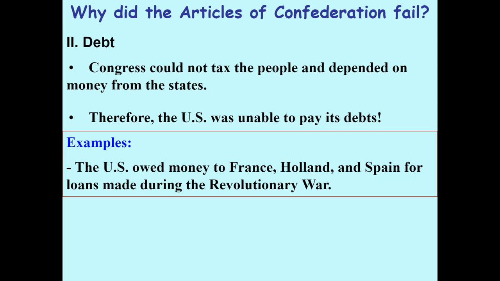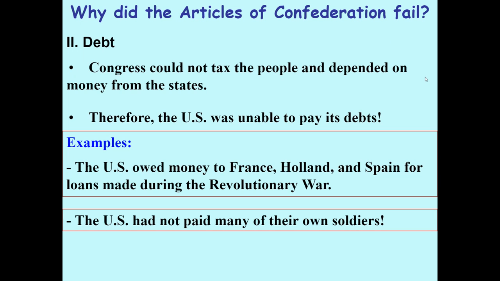So, fun fact, by the end of the Revolutionary War, not only did the United States owe money to its own citizens, we actually also owed money to France, to Holland, and to Spain, who made us loans to actually win this war against England. Just for the record, France, Holland, and Spain were not fans of England, so they were happy to help, but they also wanted their money back.